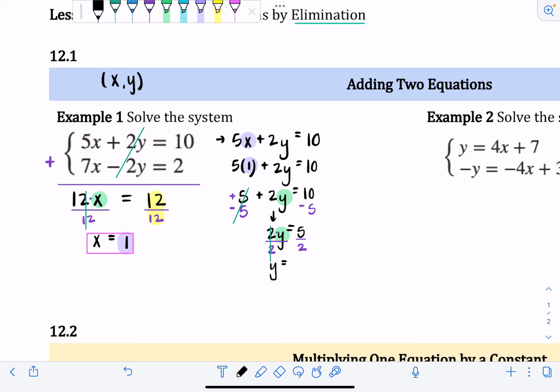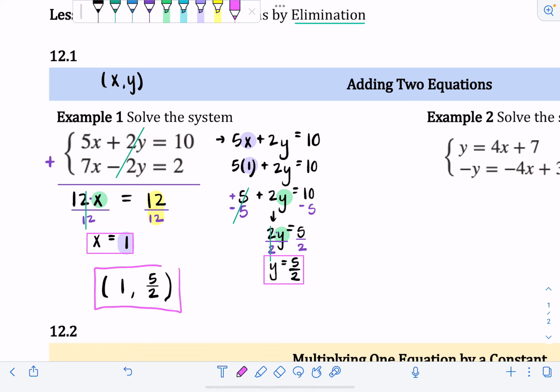I would probably prefer it as a fraction though, so I'm going to leave it as 5 halves. So that's our y value. So we have our x and our y. So together our solution would be 1, 5/2. And remember, you always write the x part first when you write a point. So 1, 5/2, and then in parentheses.